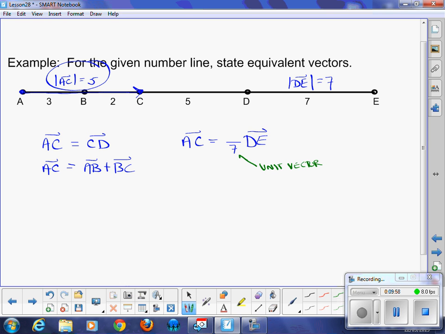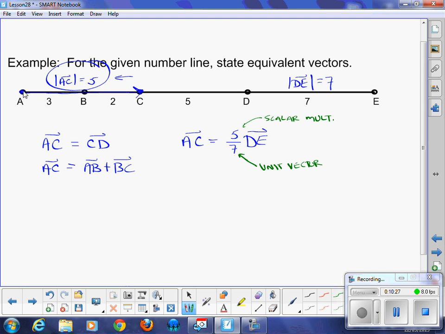My apologies. So we're going to take vector DE and divide it by 7. Now DE has a length of 1 because I divided by 7. I want to have 5 units because that is what vector AC is. So I'm going to multiply it by 5. So AC is equal to 5/7 of DE. That is your scalar multiplication on top.